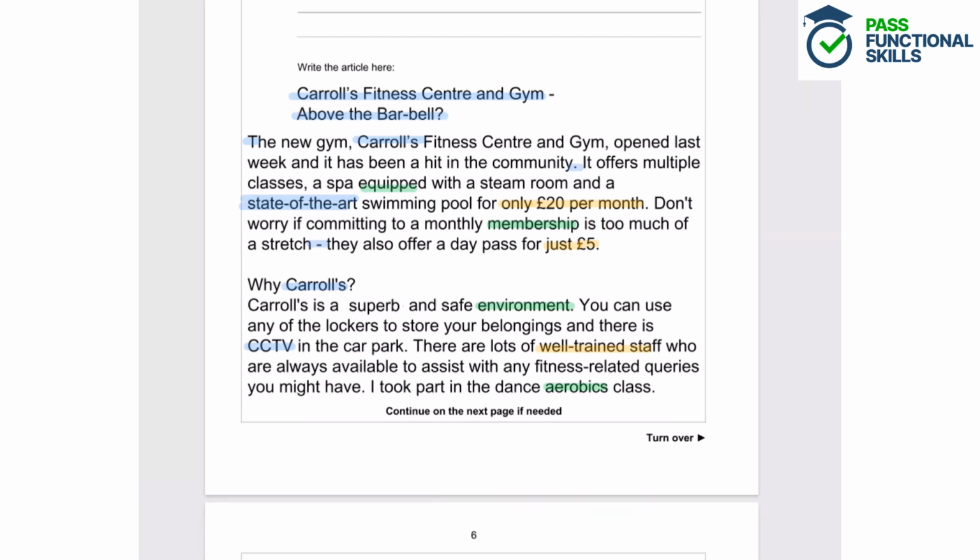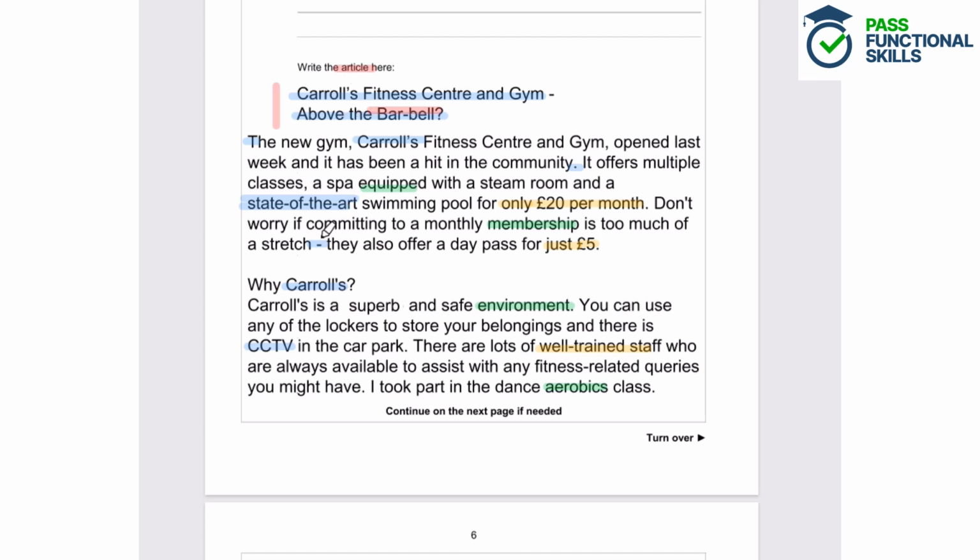Now let's think about the formatting and organisation of this answer. So because we're writing an article that's been mentioned here, we need to be including a heading, and we've got one here. So we know that it's about Carol's Fitness Centre and Gym, so that's a really appropriate heading there. And then we're asking if it's above the barbell, so we're using a bit of a pun there about the gym to say that this is going to be a review. They're going to ask this question, they're going to consider whether the gym is actually any good.